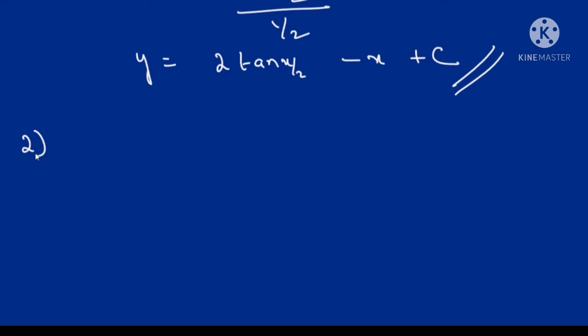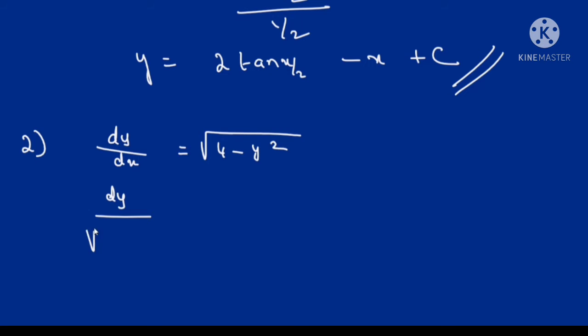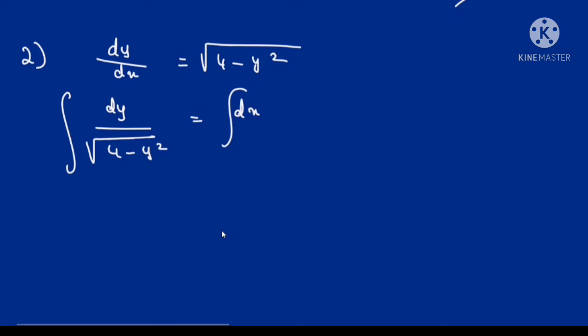Second question, dy by dx is equal to root of 4 minus y square. So separate the variables. You can separate the variables. So dy by dx, keep dy here, bring this here: dy by root of 4 minus y square is equal to dx. So we have separated the variables. Now integrate.